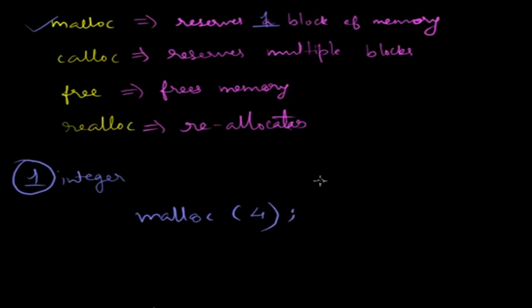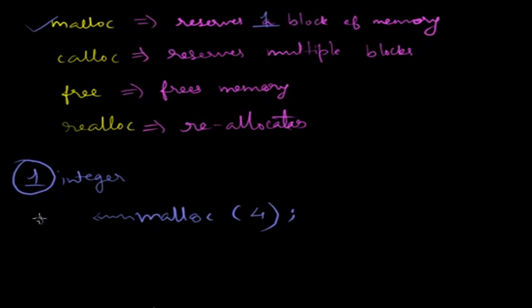But how will we access those 4 bytes that are allocated in the memory? We need a pointer to point to that memory so that we can use the value at address operator to obtain the value which is stored, or we can store using that value at operator in the heap. So actually what malloc does, it returns us the pointer to which the memory is allocated.